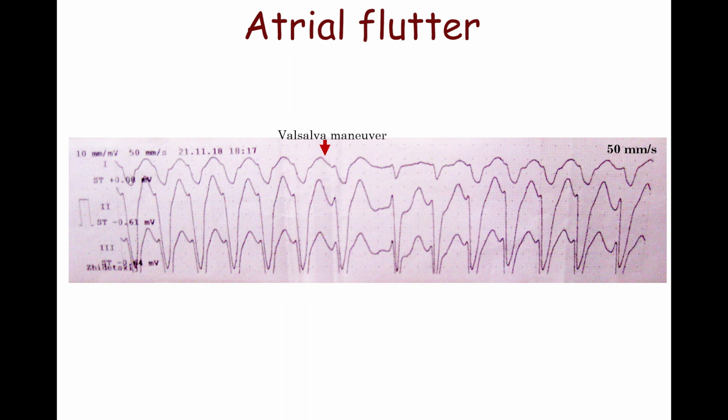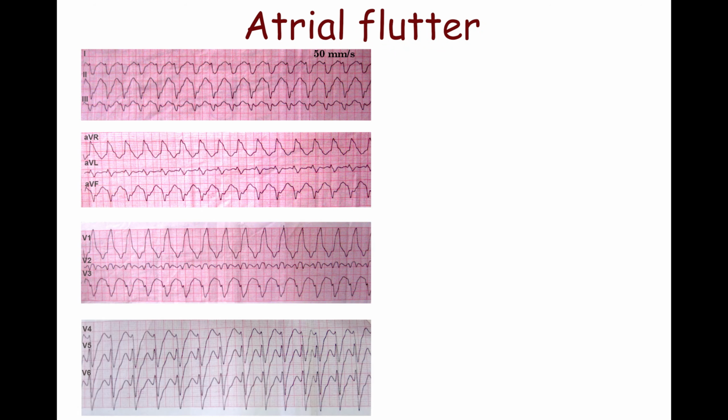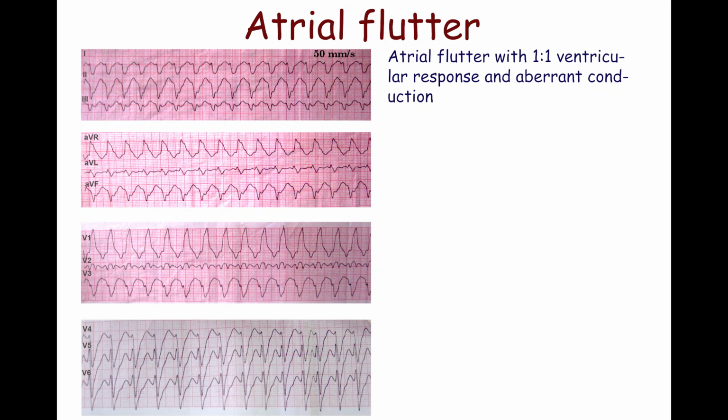Valsalva maneuver or beta blockers may worsen the atrioventricular conduction and make flutter waves obvious. Sometimes atrial flutter with a 2-to-1 ventricular response is very difficult to distinguish from sinus tachycardia or other supraventricular tachycardias. Atrial flutter with a 1-to-1 ventricular response is a life-threatening condition resulting from an extremely high ventricular rate.